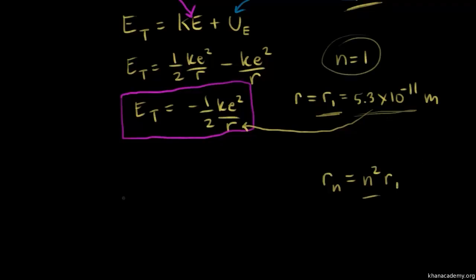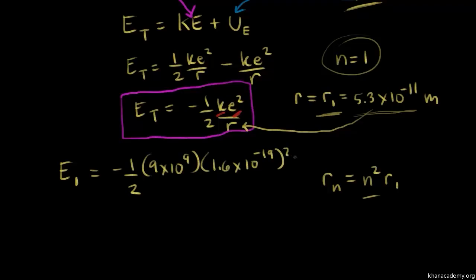So let's go ahead and plug that in. Let's do the math actually. So we're going to get the total energy for the first energy level. So when n equals 1, it's equal to negative half times k, which is 9 times 10 to the ninth, times the elemental charge. All right, so we just took care of k. e is the magnitude of charge on a proton or an electron, which is equal to 1.6 times 10 to the negative 19 coulombs. We're going to square that and then put that over the radius, which was 5.3 times 10 to the negative 11 meters.